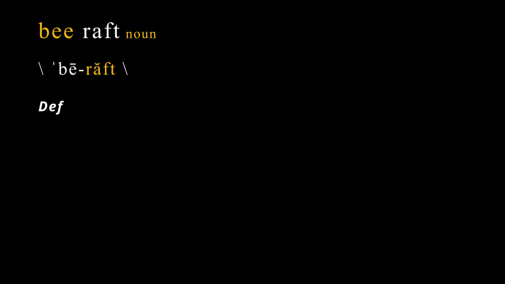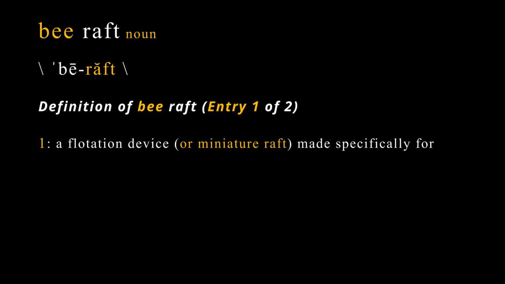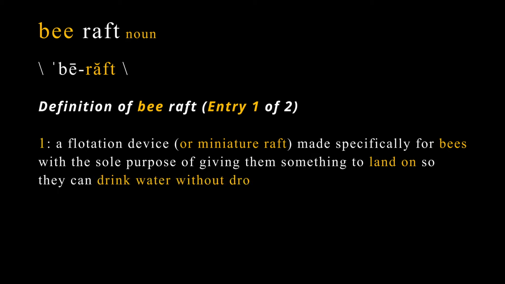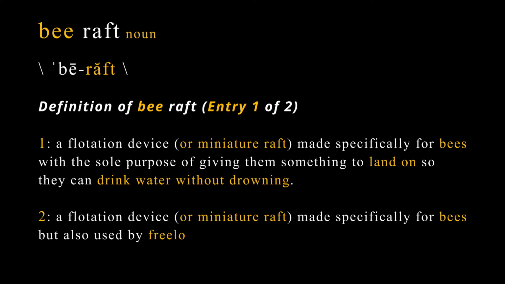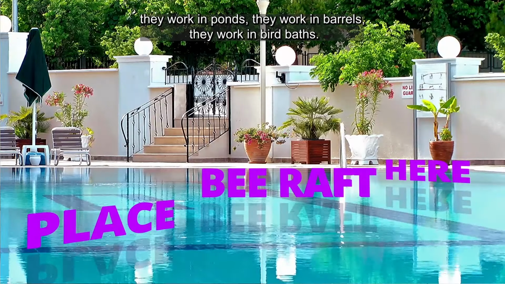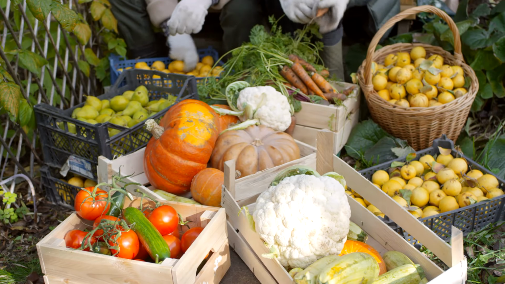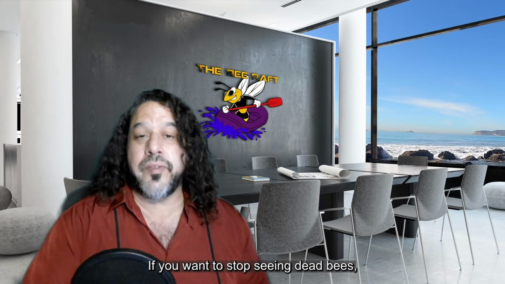So a bee raft, by definition, is a flotation device made specifically for bees, with the sole purpose of giving them something to land on so they can drink water without drowning in different sized bodies of water. They work in pools, they work in fountains, they work in ponds, they work in barrels, they work in bird baths. They're great for your garden. Anybody that sees dead bees floating around, if you want to stop seeing dead bees, use a bee raft.